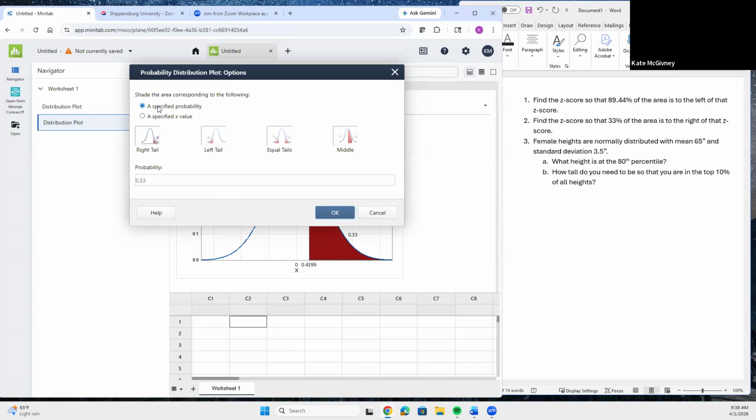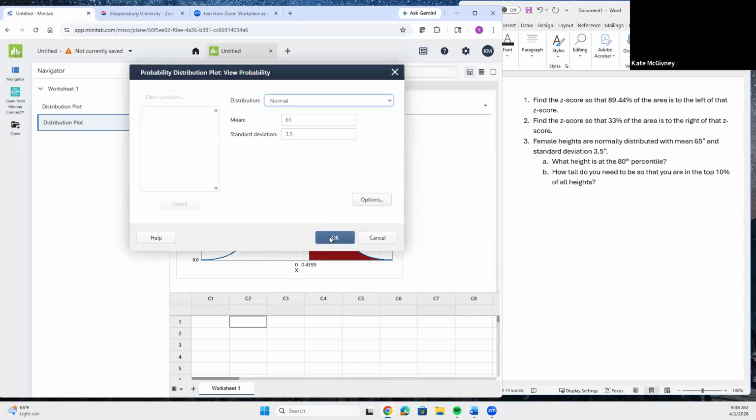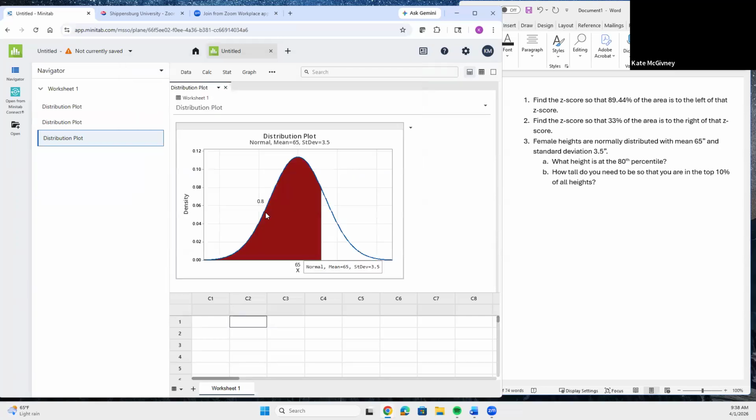So again, you want a specified probability. We're doing a backwards problem. We want a left tail. We know that 80% of the area is to the left. We want to know what is the corresponding height. Okay, and we can see here, 80% of the people are shorter than 67.95 inches.